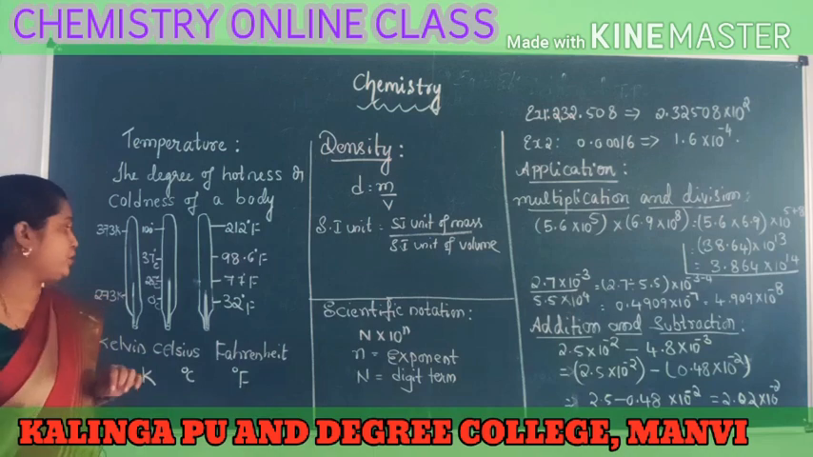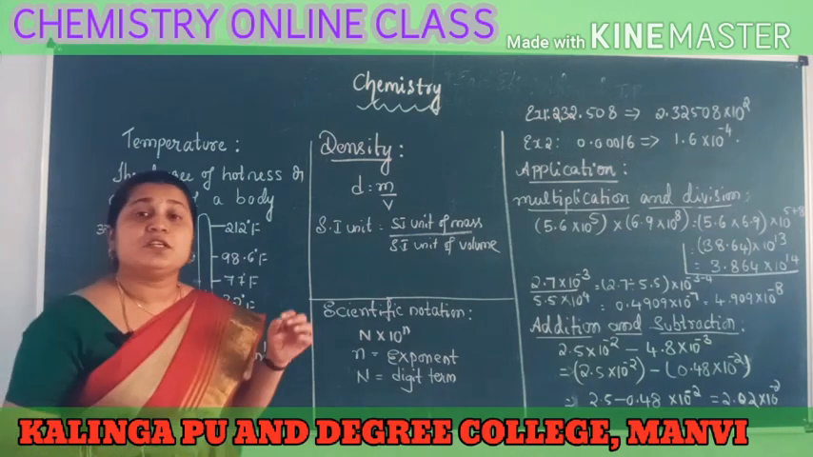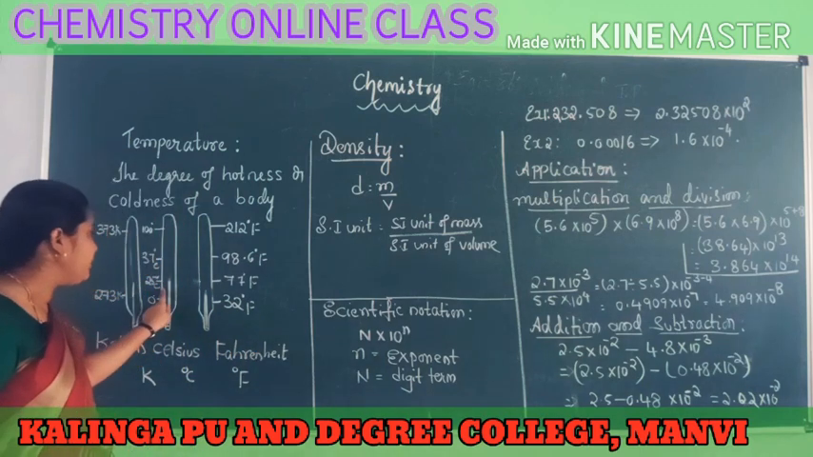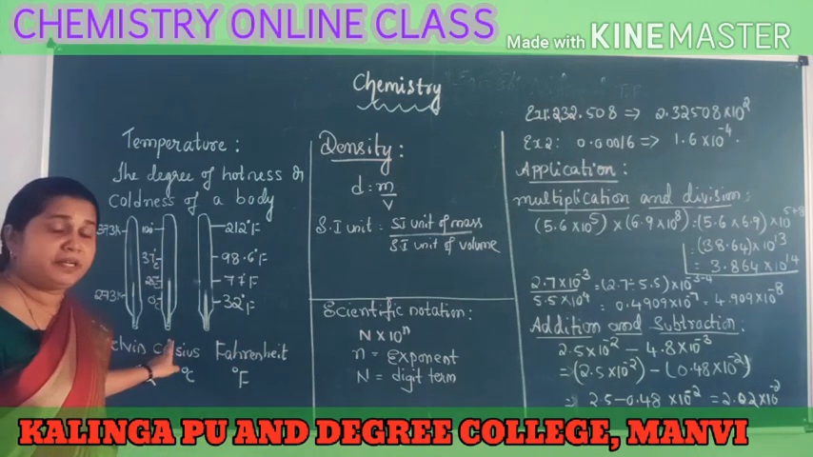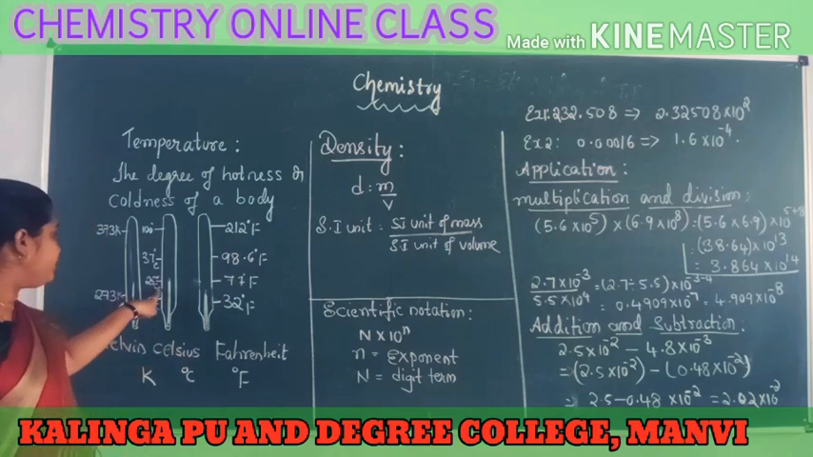So what is the room temperature? Suppose you measure the room temperature with the help of a thermometer in Celsius, then you can see this 27 degrees. Assume that this is equal to room temperature.